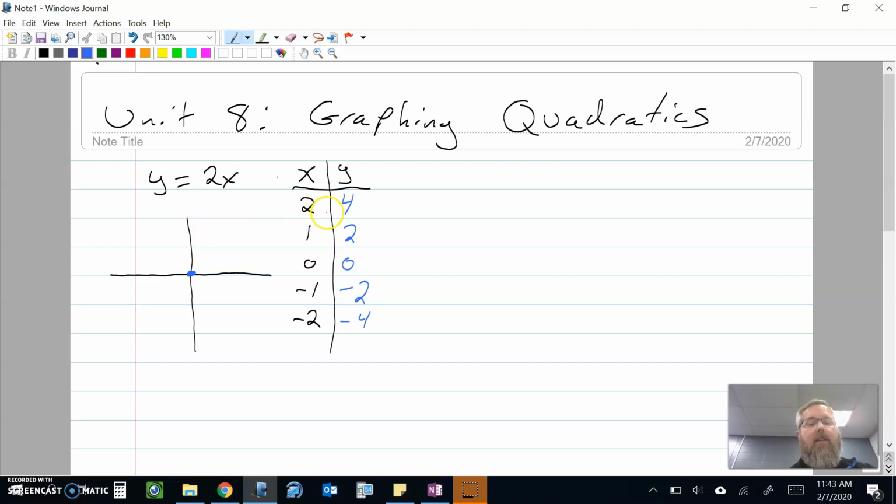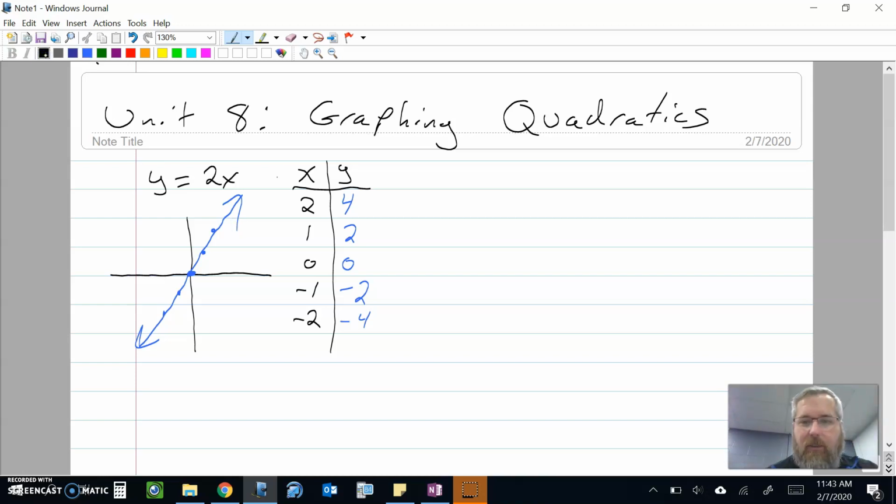But look at our table of values. We've got the point 2, 4, something like that. Got the point 1, 2. 0, 0, we got that. Then we got -1, -2, and then -2, -4. Hopefully you see this makes a line. A straight line. This is a linear function. We spent a lot of time first semester talking about that.